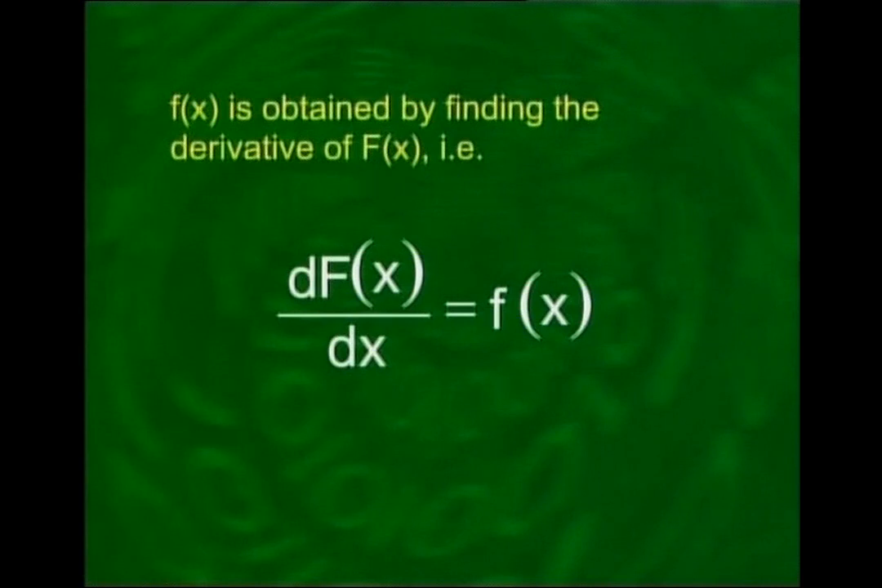Students, there is a very interesting and important relationship between small f of x, which is the probability density function of our continuous random variable, and capital F of x, which is the distribution function. And as you now see on the screen, the relationship is that the derivative of capital F of x with respect to x equals small f of x.